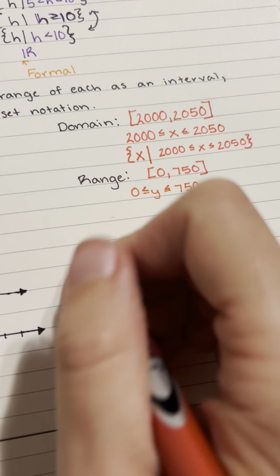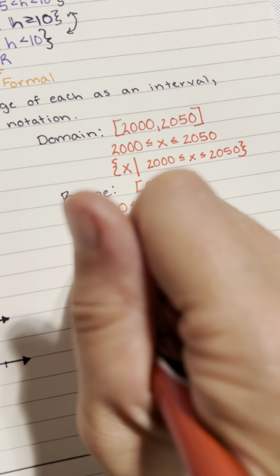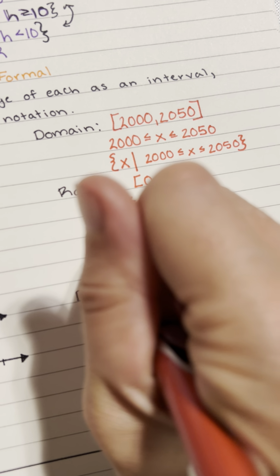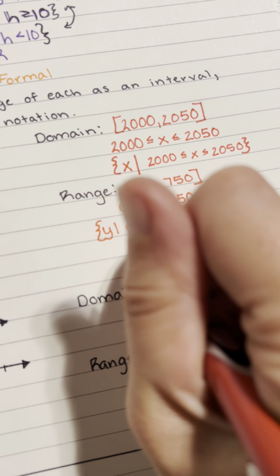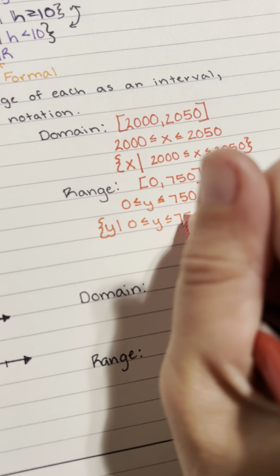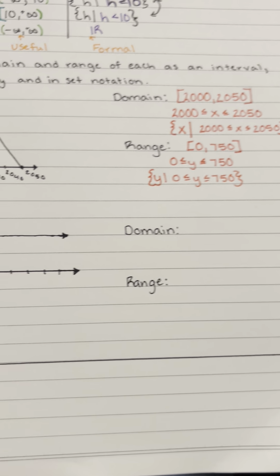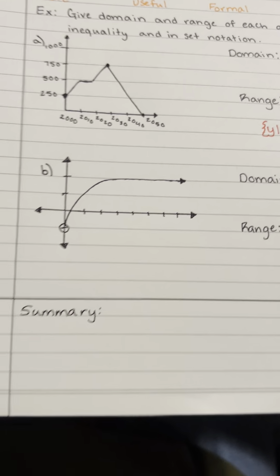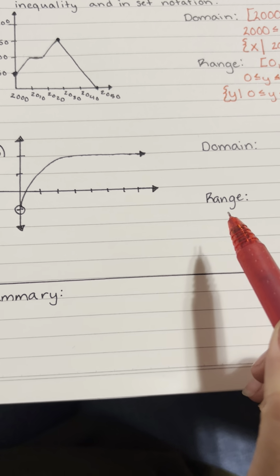Okay. And then finally, the set notation, y such that, make sure you enclose it in the squiggly line, 0 is less than or equal to y is less than or equal to 750. Look at that, you did your first problem, okay? This next one is going to be our last problem for today, and it's a little bit different. This time we do include the open circle, so that is going to affect both our domain and our range.